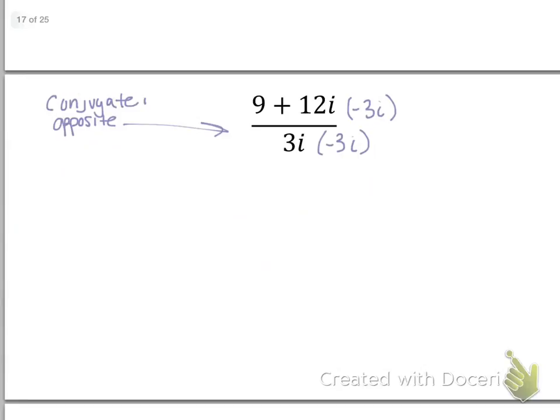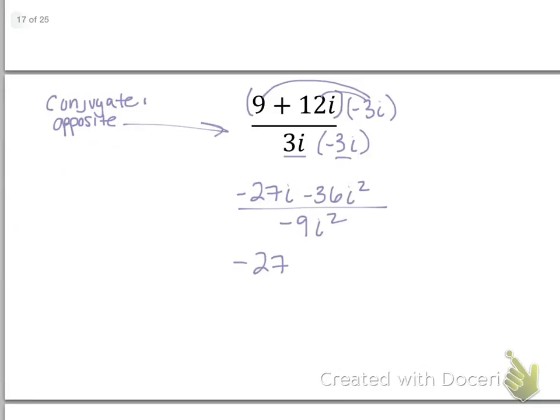When you multiply the top, you need to make sure you multiply everything on the top. So let's put those in parentheses. So I got to distribute. 9i times negative 3 is negative 27i. And then we got negative 3 times 12, which is negative 36 i squared. On the bottom, 3 times negative 3 is negative 9. i times i is i squared. I'm going to replace all my i squareds with that negative 1.